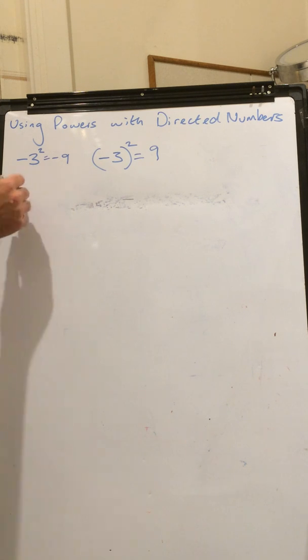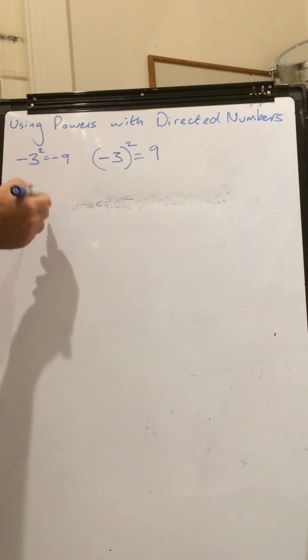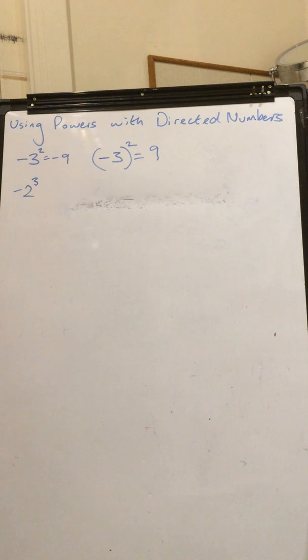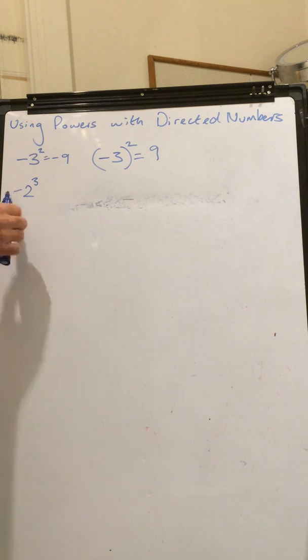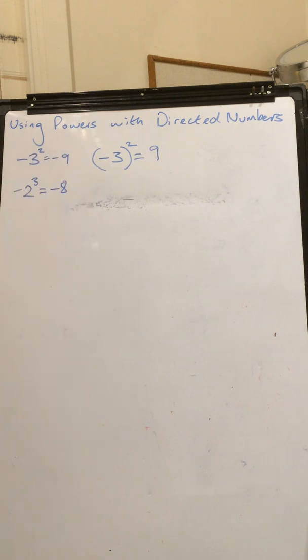What if we did something like this? -2, not in brackets, to the power of 3. Well, 2 to the 3 is 8. Make it -8. So what we start to realise is that if we don't use brackets, our answer is always going to be negative. Well, what happens if we always use brackets? Does that mean we're always going to end up with a positive answer? Let's have a look.